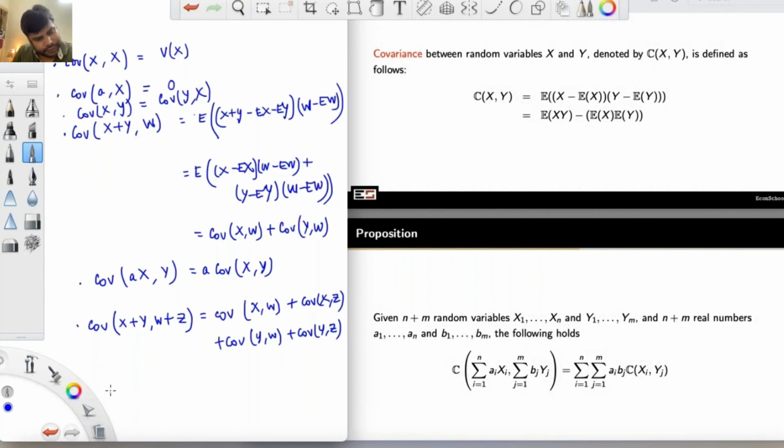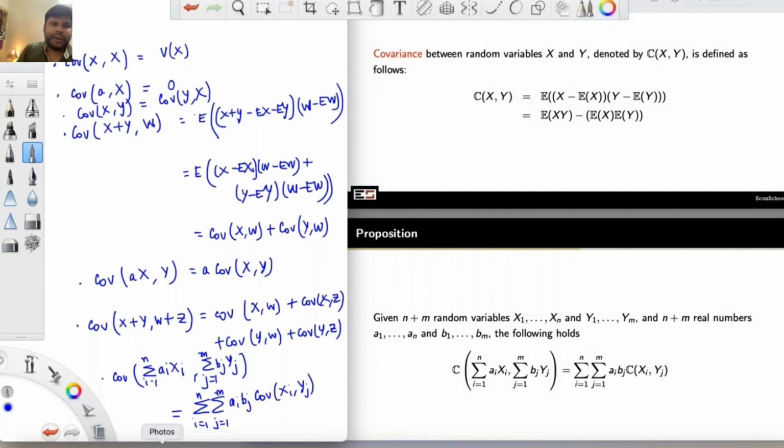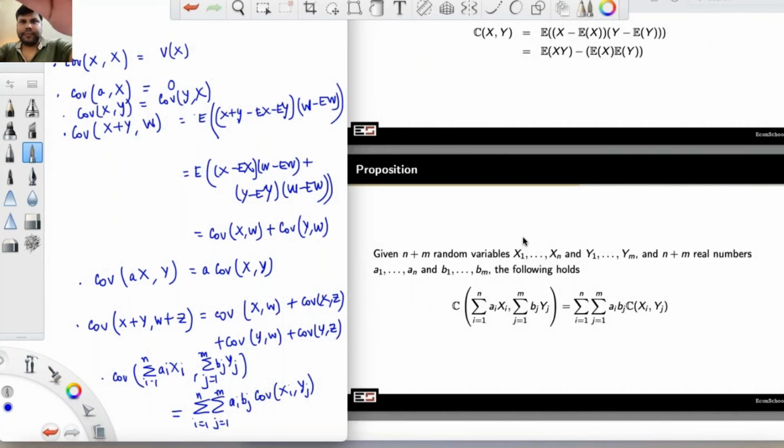If I write the covariance of the summation i equals 1 to n of a_i X_i, comma, the summation j equals 1 to m of b_j Y_j, then what you're going to get is the summation i equals 1 to n, summation j equals 1 to m, of a_i b_j times the covariance of X_i and Y_j. Is that okay? Yes, Professor. Okay.